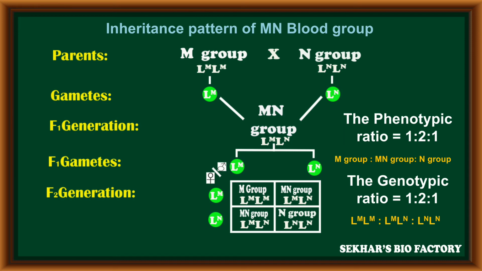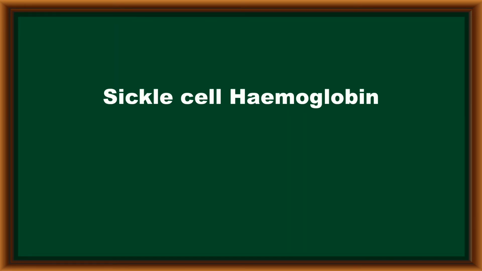These are the 5 examples. Along with these 5 examples, we have to discuss one more important inheritance pattern, but it is related to inherited diseases like sickle cell anemia. The next example is sickle cell hemoglobin. It is not a common method in all individuals. That's why we discussed the 5 examples at the beginning, but it is a special pattern of inheritance present in only sickle cell anemia patients.